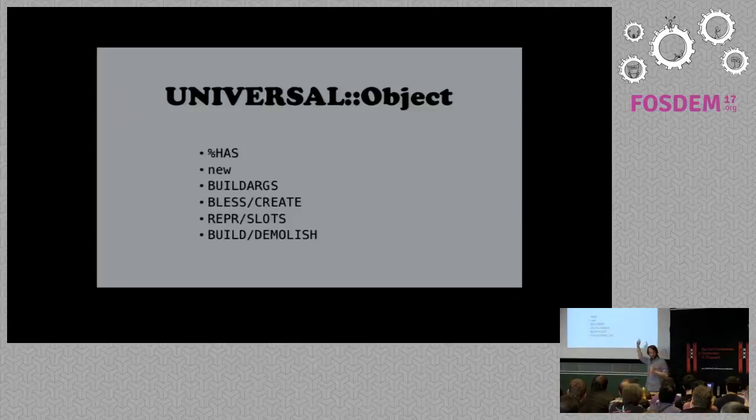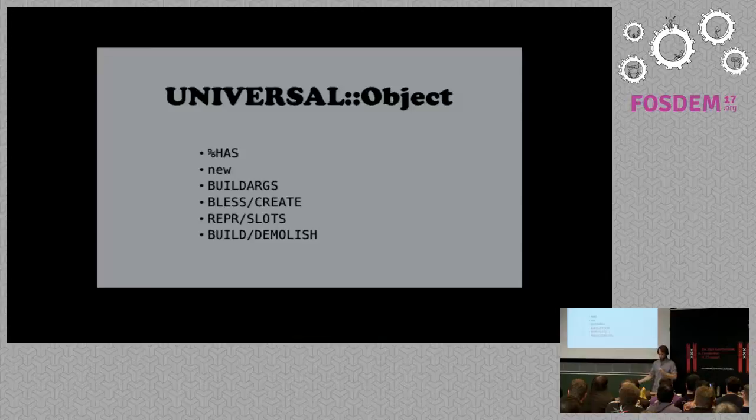This is very similar to how you would do inheritance, which would be with the @isa. So it's building on those same types of conventions, and essentially you put in there a key for the slot name, and then a subref, which will provide the initial version of that slot. From there, it also gives you other things. It gives you new, build args, bless, create, repr, slots, and build demolish, which I'll explain as we go here.